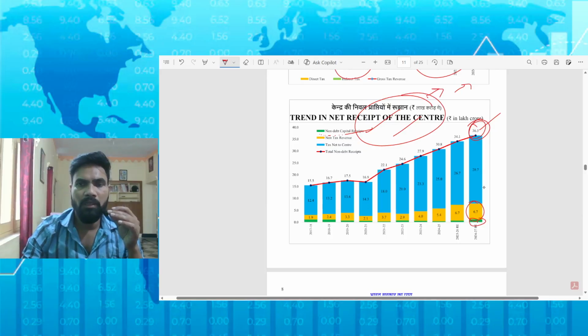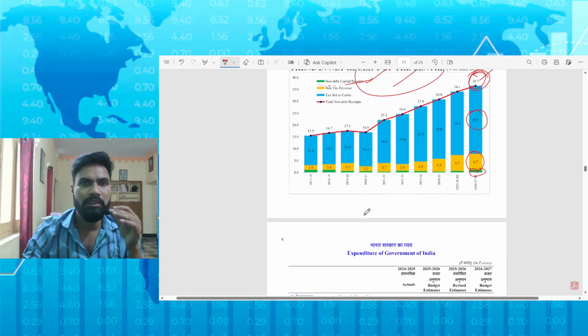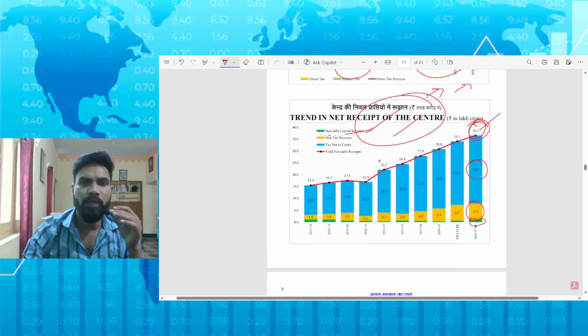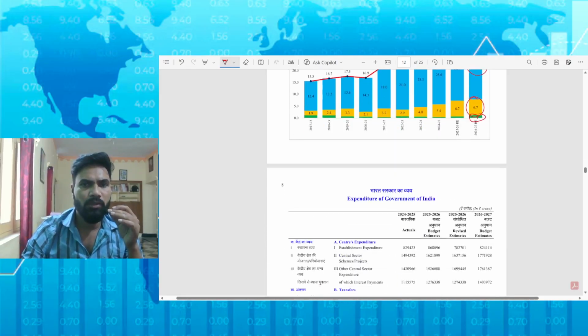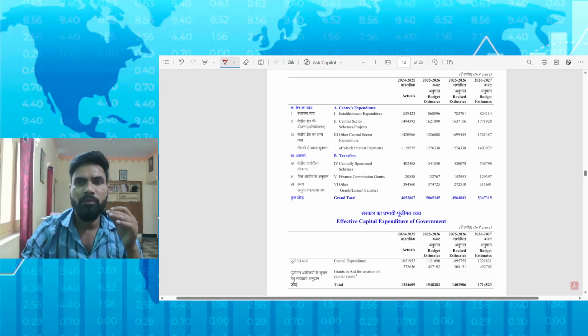Total tax receipts are 28.7 lakh crore rupees. Then total receipts are 36.5 lakh crore. Okay, this is the trend. You can say after the COVID, total revenue of the government is steadily increasing. That is what you can say. Okay. Then we will come to expenditure.